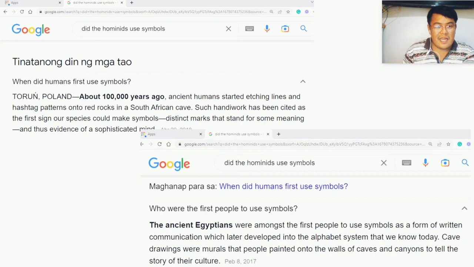And then another one, another answer is the ancient Egyptians, probably because they used the hieroglyphics. No? Siguro kung pagbabasihan, maraming tao ang gumamit. Yes. Pero kung meron ng ginamit na symbol pa isa-isa yung mga hominids, so malamang may symbols din ano, ginamit. Okay, next.